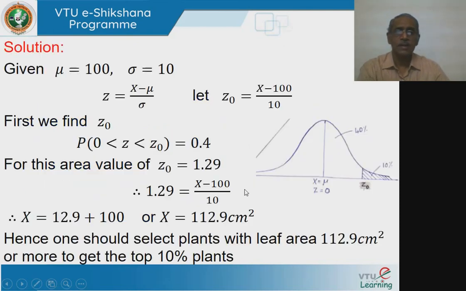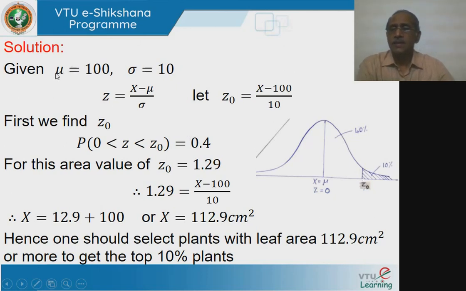Let us select this 10% of plants with highest leaf area. So let us take this as the 10%. To the right of the line x equals mu, that is z equals 0, the area is 50%. So 50% minus 10% is 40%. So the area from here to here is 40%. Let z be equal to z naught at this point.